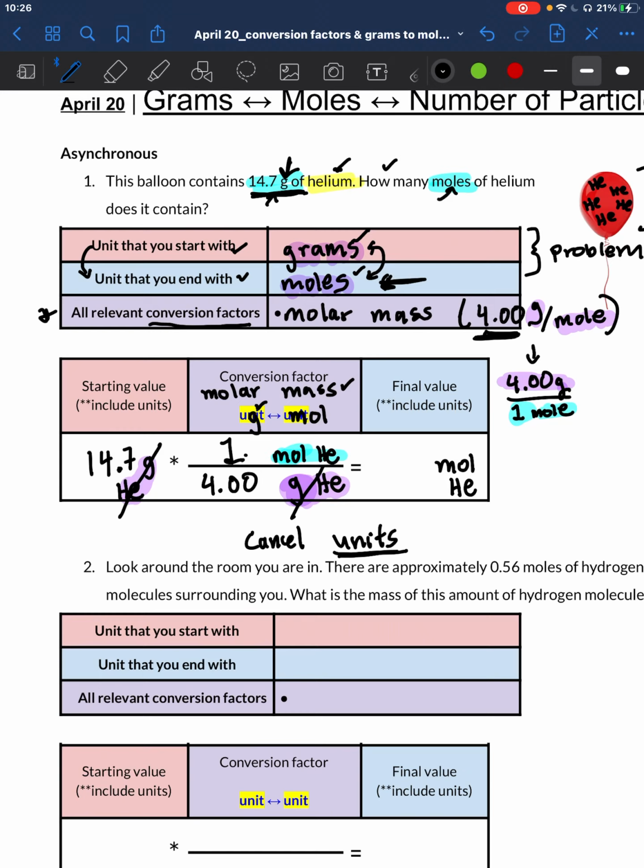So now I have a relatively simple math problem. 14.7 times 1 over 4. I'm going to erase my unit for now just to give myself some space. So I've just pulled out my numbers that I need to multiply. I'm going to put this into my calculator. And I come up with 3.68 moles of helium.